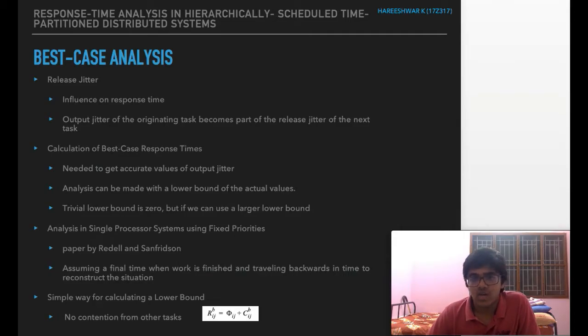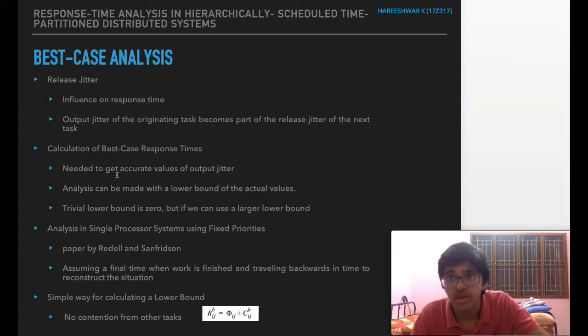We must realize that in the end-to-end flow, each task activates its subsequent task, and hence the output jitter of the originating task becomes the release jitter of the next task, which is basically the second point here. In order to calculate this output jitter, we need to calculate the best case response time. This calculation could be a little tricky, and in cases where it is very difficult to find, we could go with calculating a lower bound.